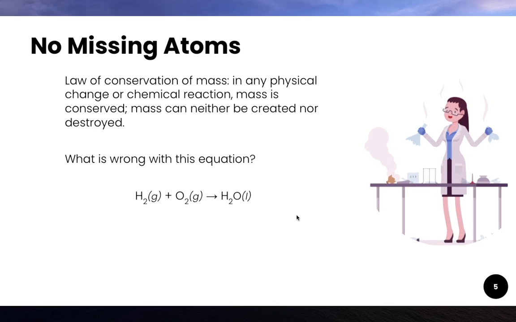So if you notice in this equation, we are missing an oxygen atom. We have 2 hydrogens on each side of the arrow, but only 1 oxygen on the right, while we had 2 on the left. So this equation is unbalanced.